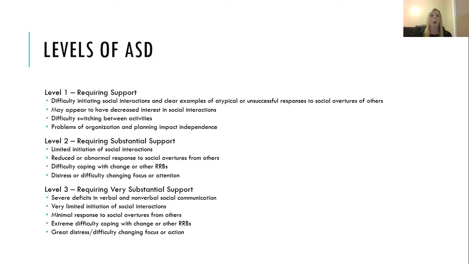So there are 3 different levels of autism spectrum disorder. Level 1 is our higher functioning kiddos. So individuals who have trouble interacting socially, they might appear to not really want to interact, but then there are moments where they do. Some difficulty switching between activities, and problems with organization and planning that impact them. So if they can't really get to that point where they want to be independent. That's what we're seeing with our level 1 kiddos.